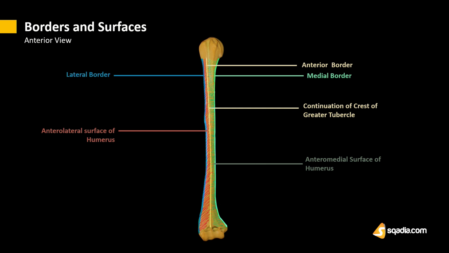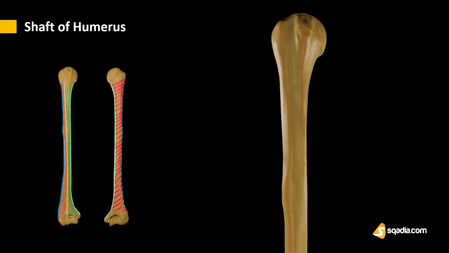These surfaces provide muscle attachments, which will be discussed in detail in the upcoming sections on muscle attachment. For now, we'll delve deep into the important anatomical landmarks present on each surface. On the anteromedial surface, the nutrient foramen is located here. The nutrient arteries of the bone enter the humerus through this foramen.